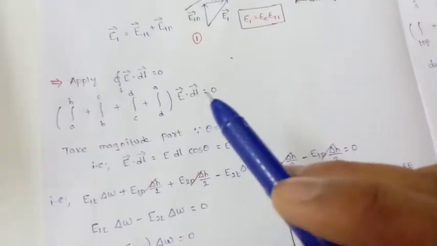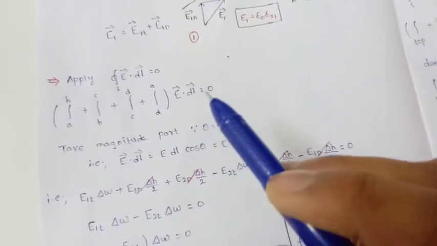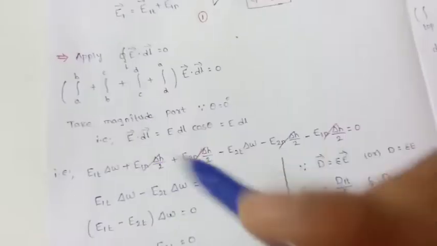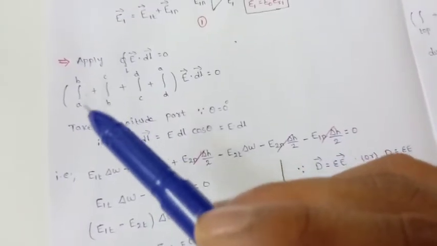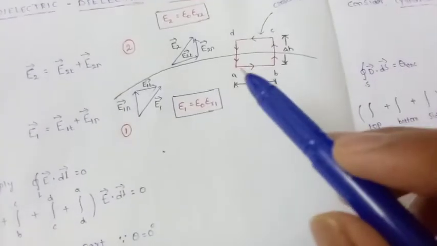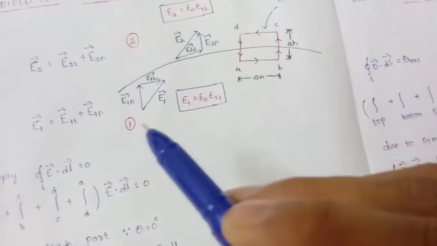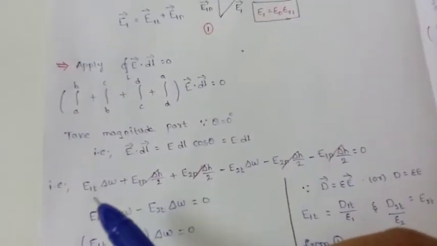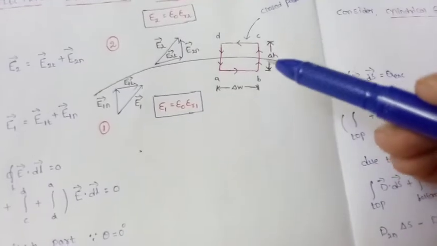Therefore, the dot product is nothing but E dl cos theta, and cos 0 becomes 1. Therefore, I am going to consider the magnitude of that. In A to B, if you observe, it is the tangential component of region 1. What is the dl? Del W. Therefore, E1t del W plus, if you observe B to C, it is divided into two parts.